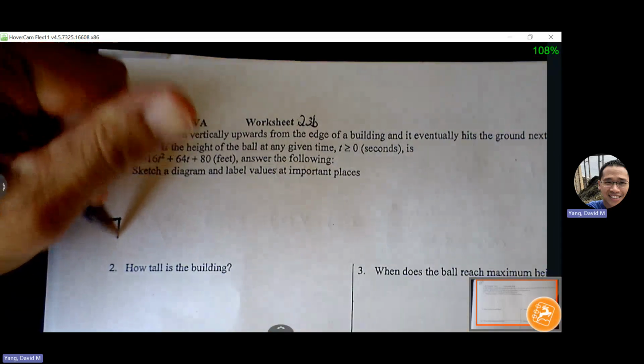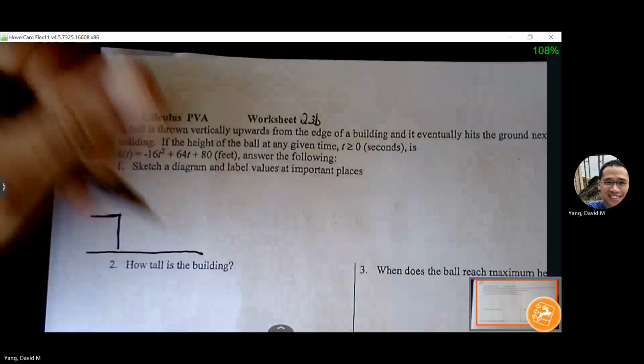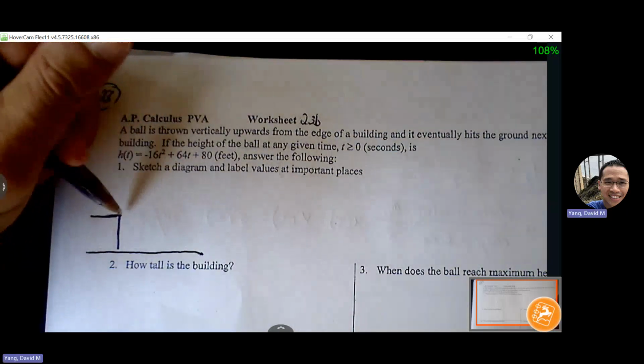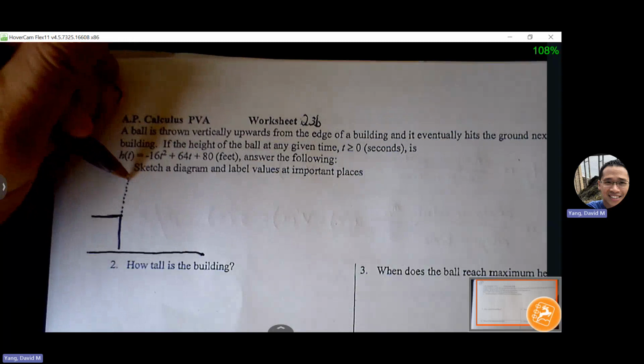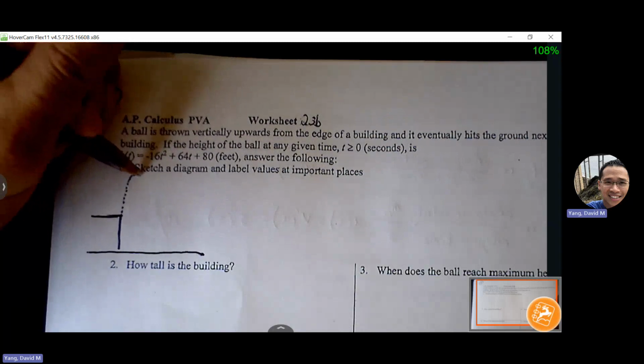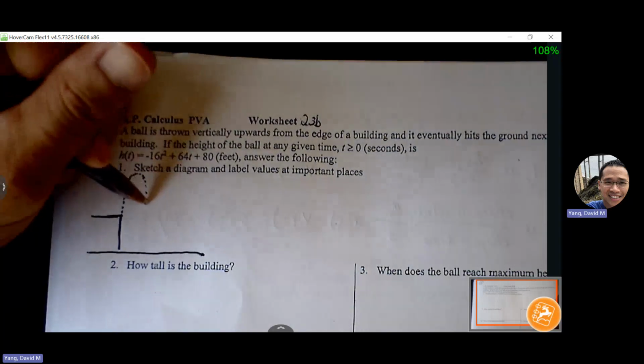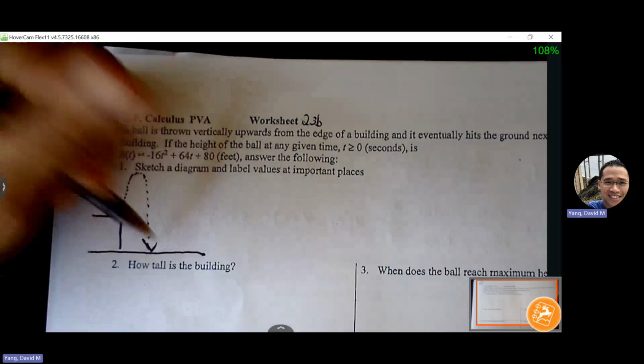We're going to sketch a diagram of just the important values. Let's say we have the edge of the building here, and the ball is launched off the top of the building and thrown directly upwards, but eventually it's going to stop for a moment and then make its way down and hit the ground.